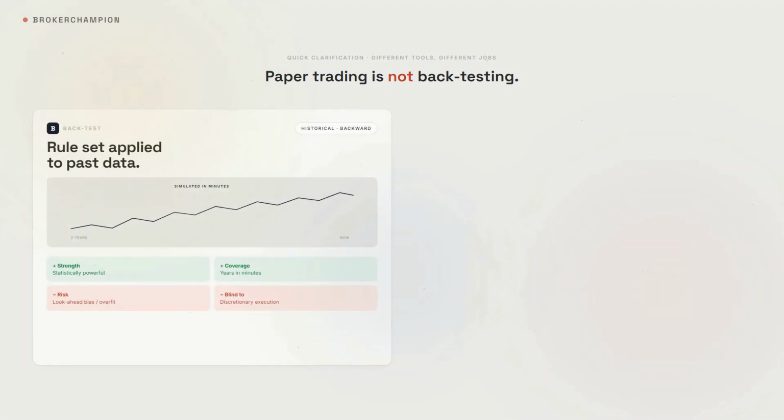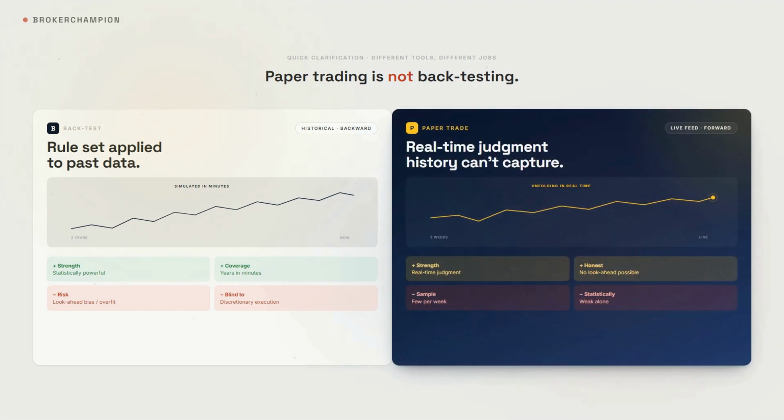Quick clarification because these get confused. Paper trading is not backtesting. A backtest applies your rule set to past data, years of history in minutes, statistically powerful, but it's vulnerable to look-ahead bias and overfitting, and it cannot capture discretionary execution, the moment-by-moment judgment calls a real trader makes.